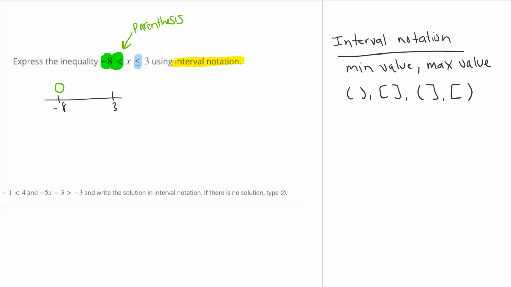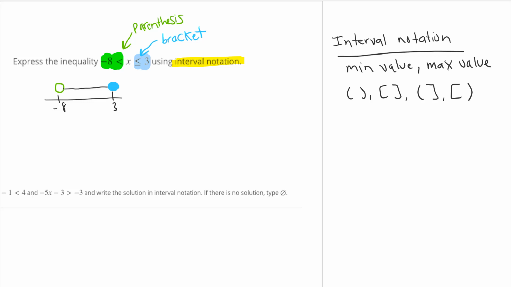Now, if I'm looking at my other value, it's saying that x is less than or equal to 3. So looking at the inequality itself, it's telling me that I'm going to be using a bracket. If I'm going to be using a bracket, I can translate that as a filled-in closed circle. And it's saying that x is between these two values. So it's going to be bigger than -8, and it's going to be smaller than or equal to 3.